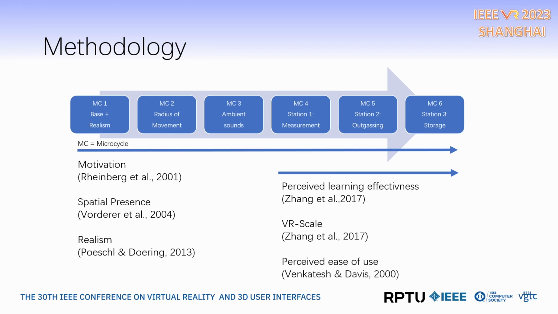The microcycles were planned sequentially in order to increase the authenticity of the environment piece by piece and to investigate the components relevant for a VR learning environment such as space environment, movement radius, and ambient sounds with regard to their interaction with the spatial presence experience. The applied scales can be seen below. The scales of current motivation, spatial presence experience, and realism were collected across all microcycles. For the learning stations, perceived learning effectiveness, the VR scale, and perceived ease of use were added.